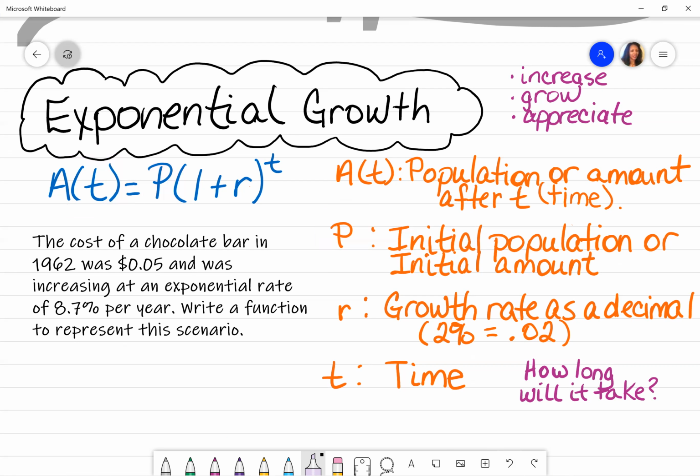Then R, now this one sometimes is presented as a percentage. Well, in order to use it in the formula, you're going to have to convert it to a decimal, okay? And also pay attention, this is the growth rate. Sometimes that word will change when it's referring to a rate, so pay attention. That way you'll know which formula to use. And growth is going to have a plus sign, so that's helpful also to know.